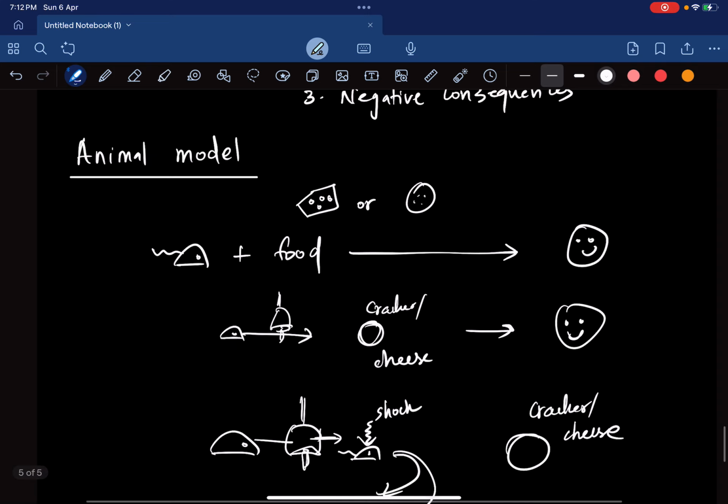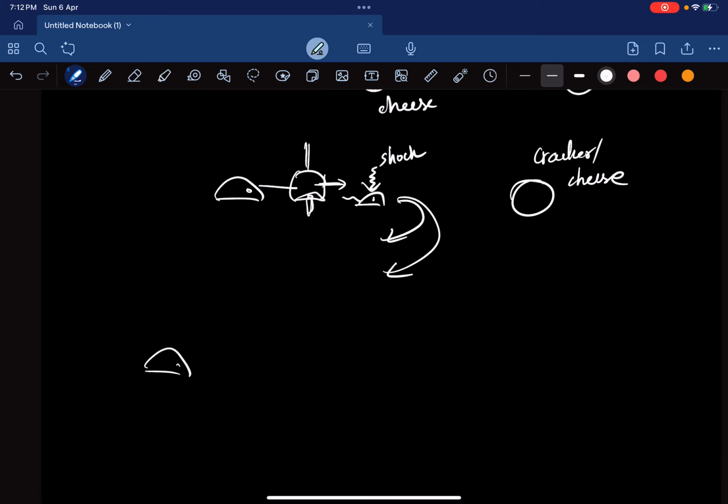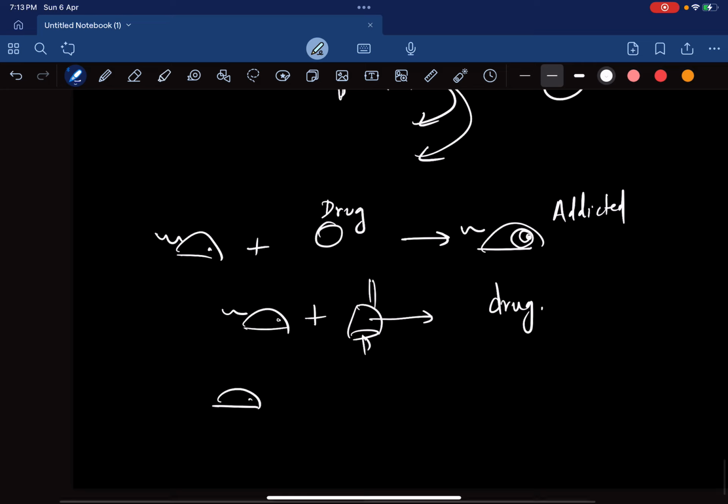Now, if I replace the food with an addictive drug, and I follow the same steps, I have the mouse, I have the drug, I feed the mouse with the drug continuously, I get the mouse addicted to the drug. Now I pair the drug with a bell. Next, I pair the bell with an electric shock.